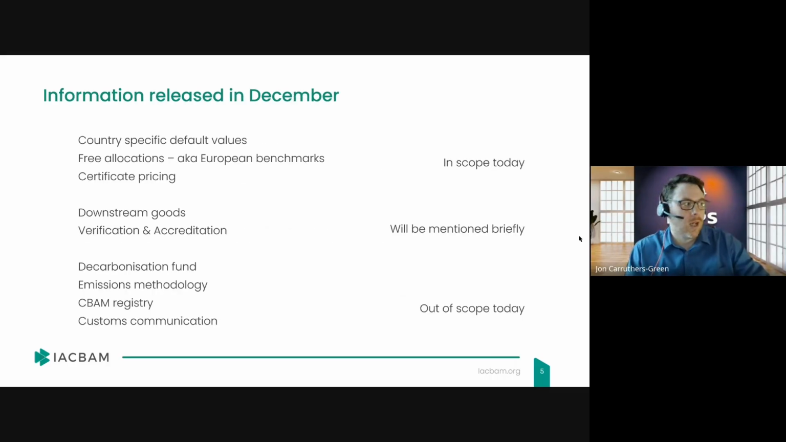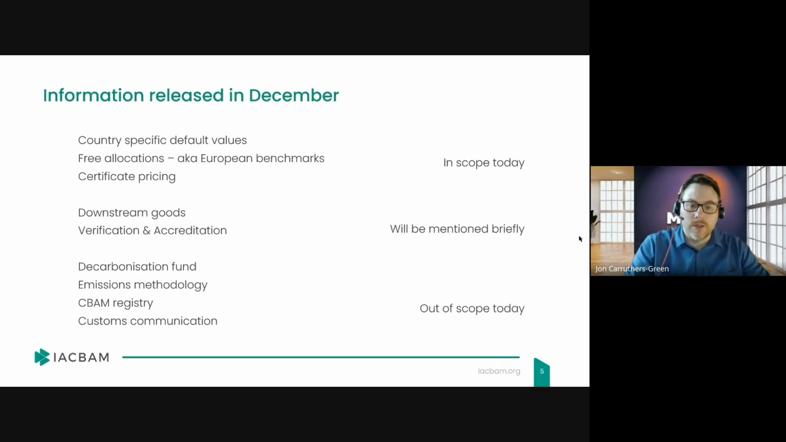Some of it I'm going to focus on today, and some of it I'm going to leave to some of the other webinars in this series. As Marcel said, there's a whole team of people who are there to help provide some guidance on CBAM. And I think leaving things like emissions methodologies, customs communications, and those kind of things to those experts is a much better idea.